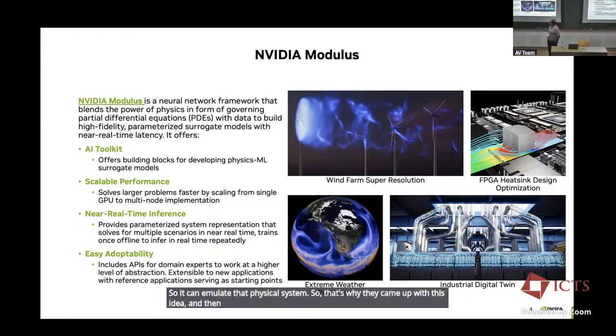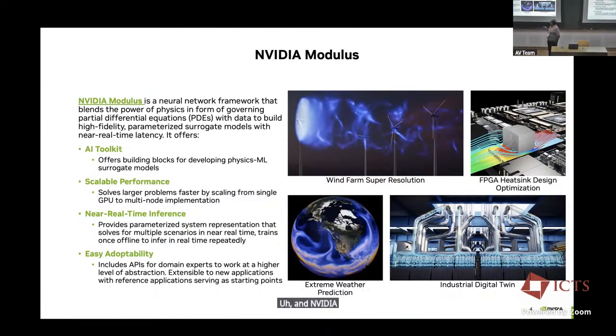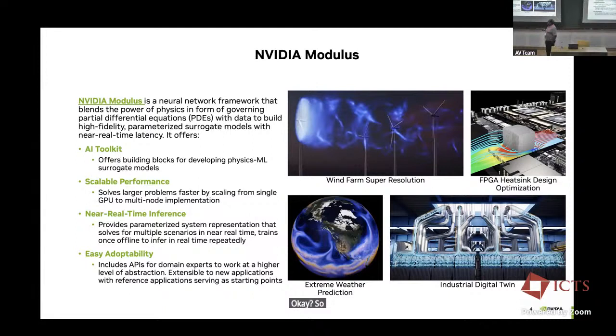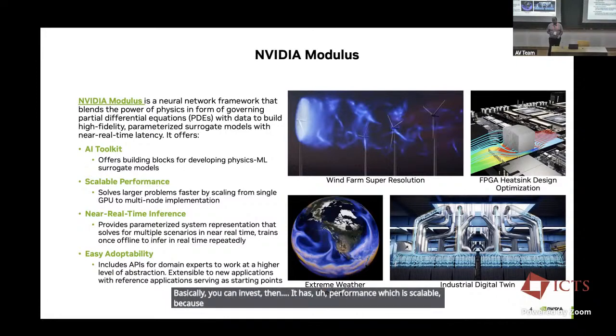And then NVIDIA Modulus provides a framework to do the same thing. You basically want to build a neural network which emulates any physical system, okay? So it provides all the facilities to do that. It has an AI toolkit which provides different kinds of built-in neural networks. It also has scalable performance because it is provided by NVIDIA, so it will be accelerated on GPUs in any case.